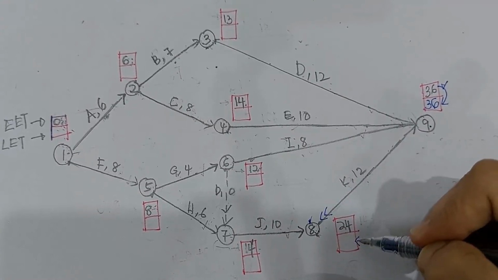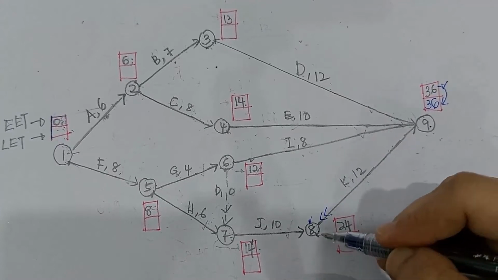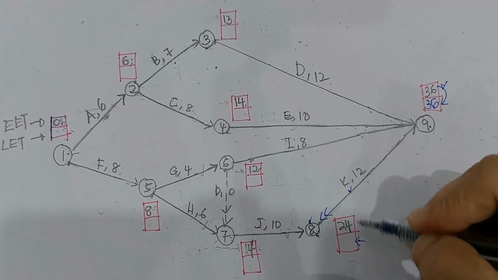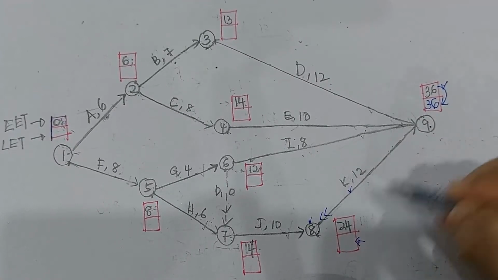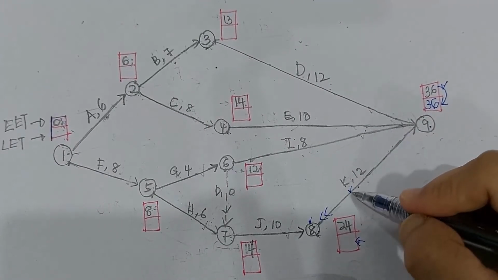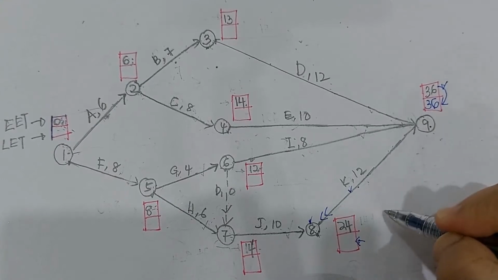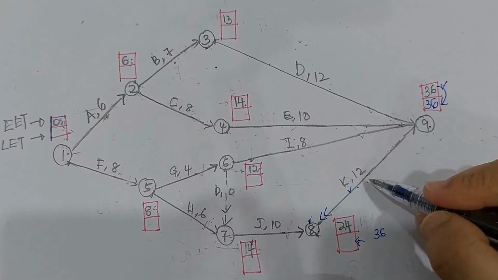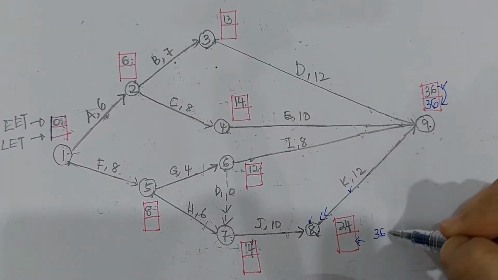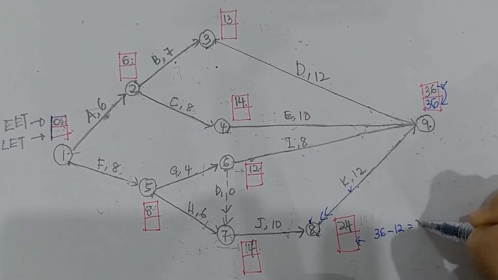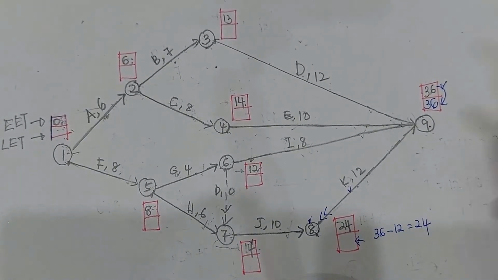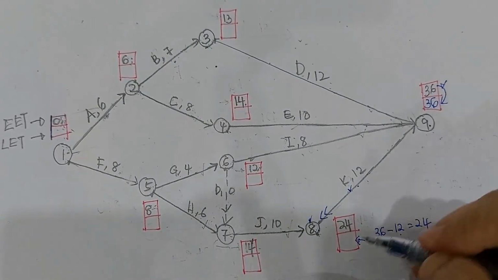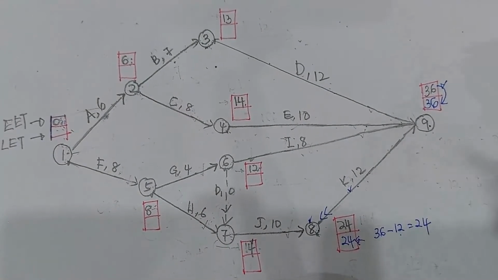So to calculate LET for this event number 8, we just consider K. How do we calculate it? We take the previous LET, because K comes from event number 9. The previous LET was 36. Minus, for the LET we have to subtract, minus 12, we get 24. Because this is the only line, we have only one consideration. So 24 is down here.